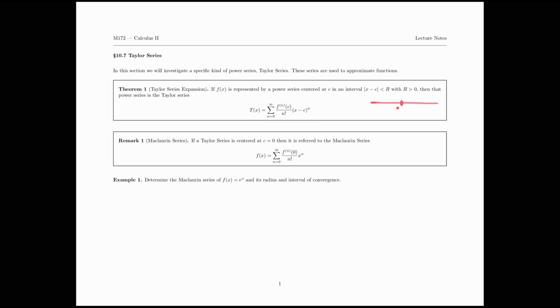So we actually do have an interval centered at c, and this goes all the way from c minus R to c plus R. We have convergence everywhere in between, and not just that, but absolute convergence on the interior of this interval. At the endpoints, it may diverge. We might have conditional convergence, and so on and so forth.